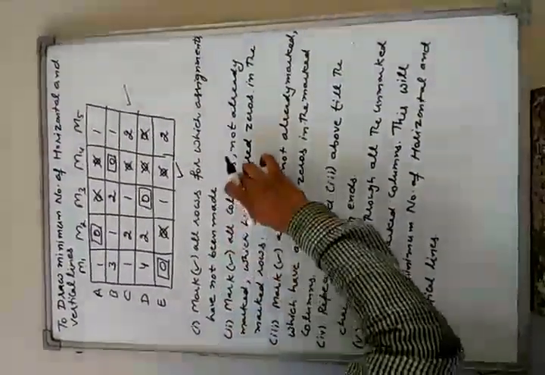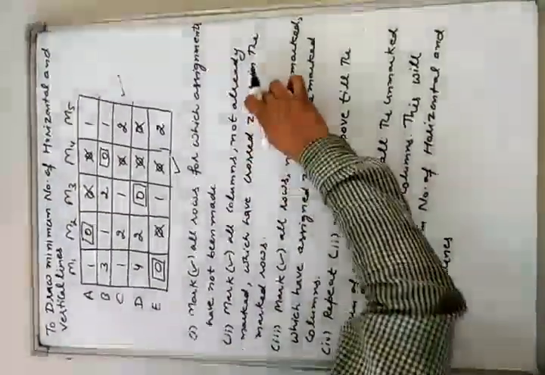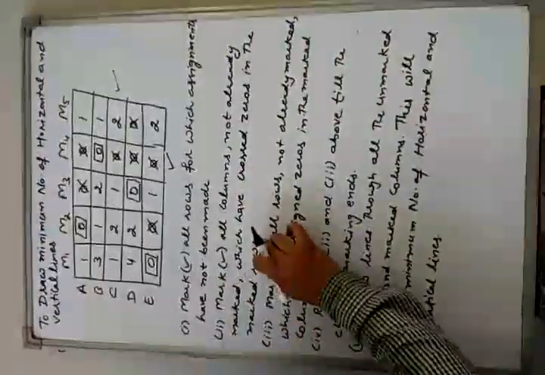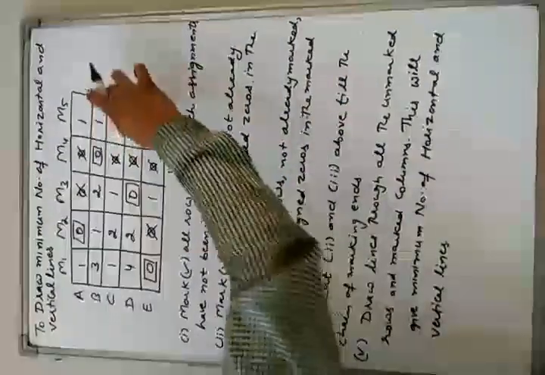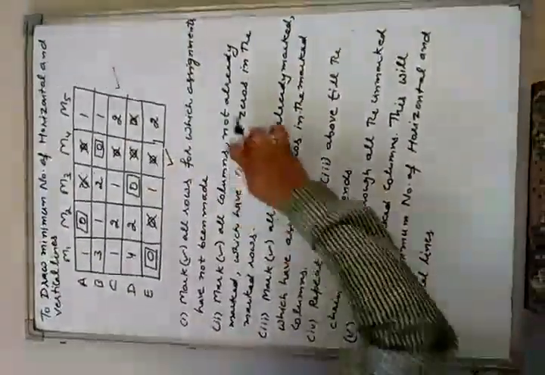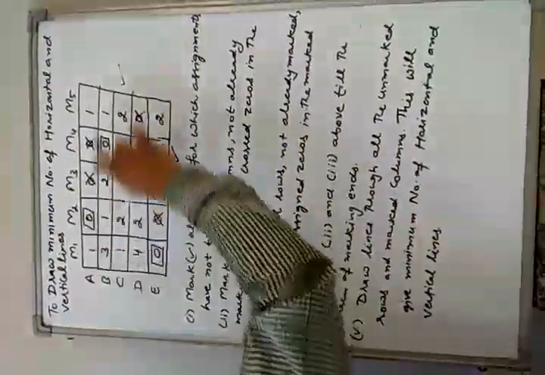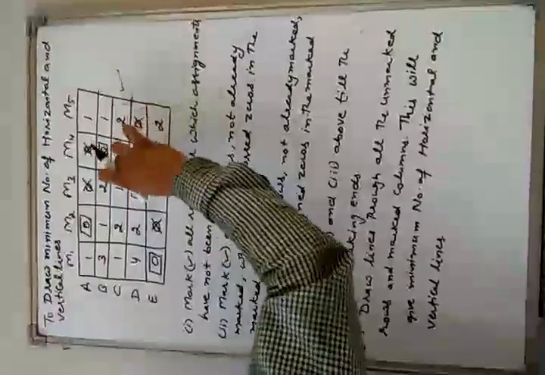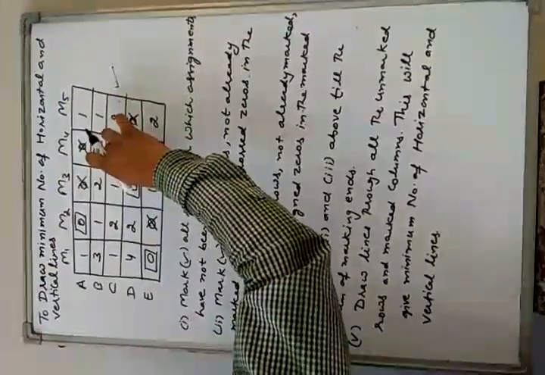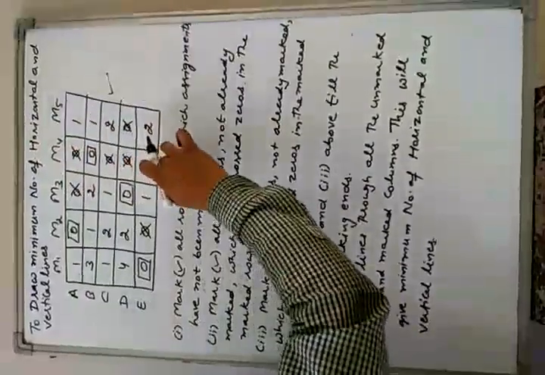Mark all columns not already marked which have crossed zeros in the marked rows. That means we look for a marked row, then we look where the crossed zero lies. In this marked row, the crossed zero lies here, and therefore we mark this column.